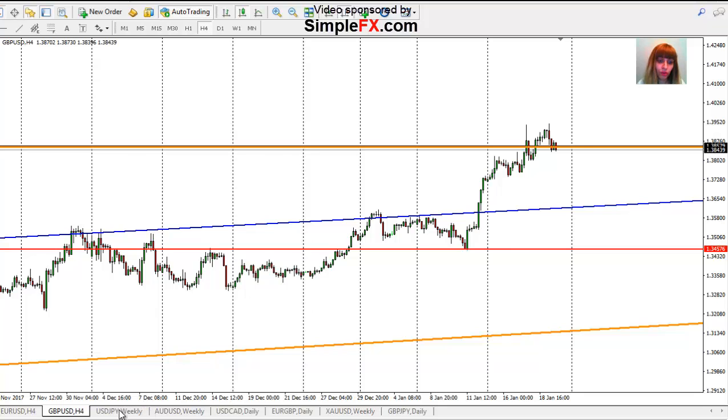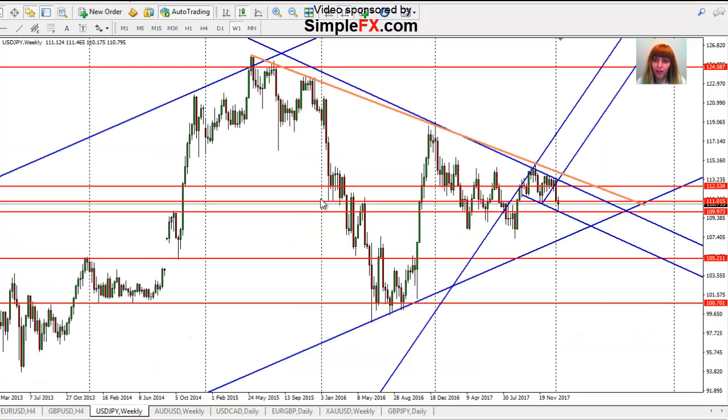Okay, now we're going to dollar yen, and we have a lot of levels here. You can see this is the bigger picture again, weekly, and I do still see a little bit of the straight channel right here. Remember, I had these levels I left, it was looking like a diamond pattern, which we can see is broke and is going down at this moment.